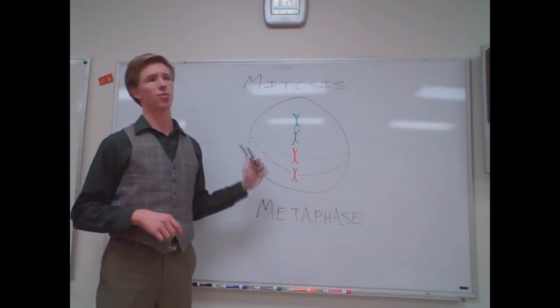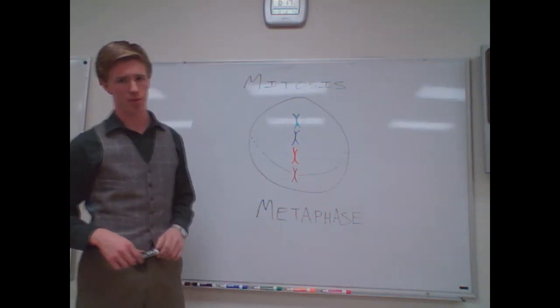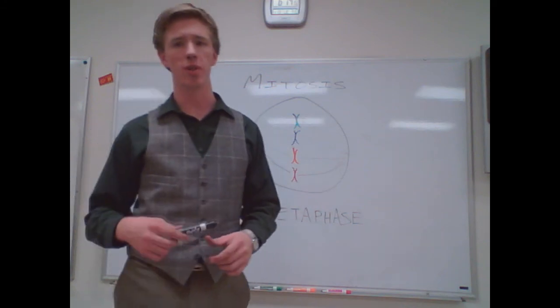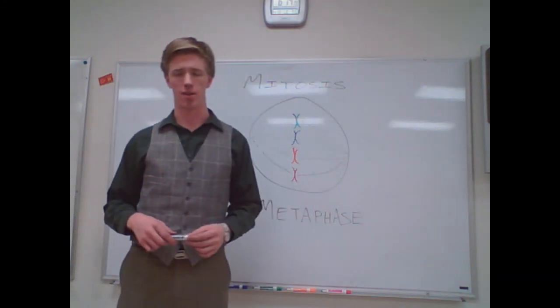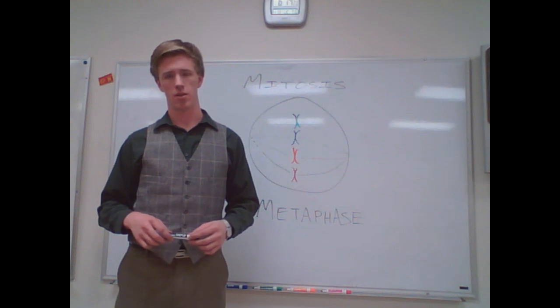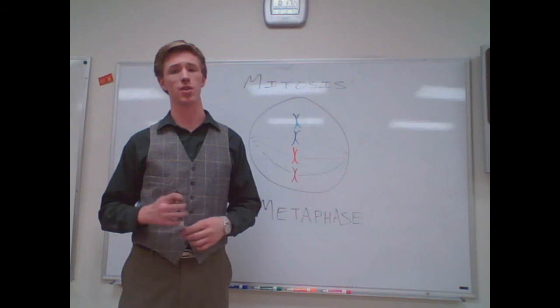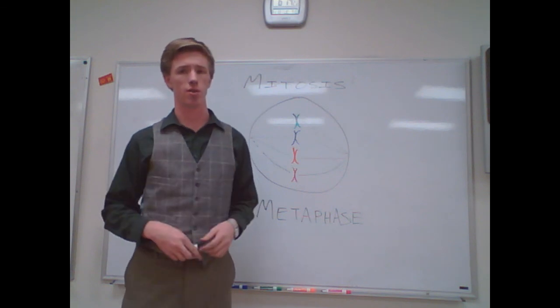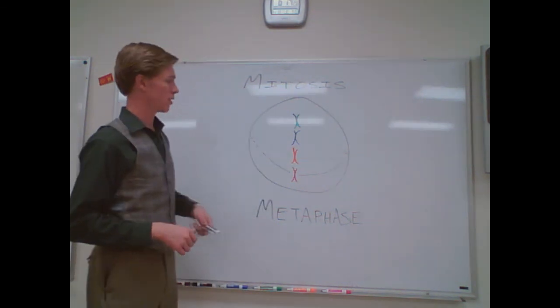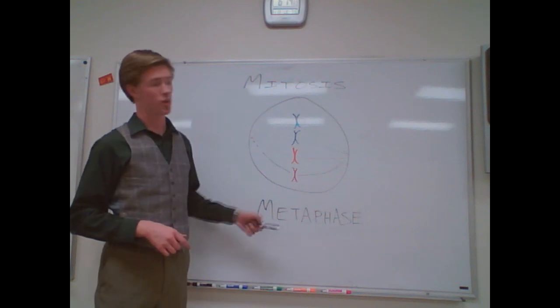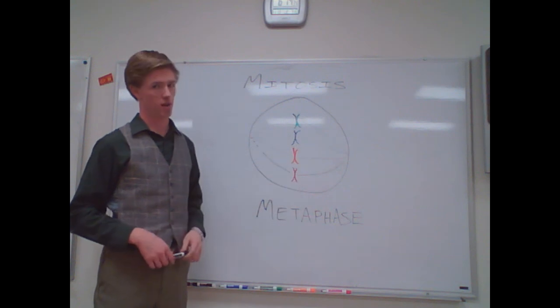Now I want you to write down the number of chromosomes that at the end of prophase a human cell has in it. I know, tricky, but remember they double, so 46 turns into 92. Excellent. Okay. Now metaphase. We still have 92.